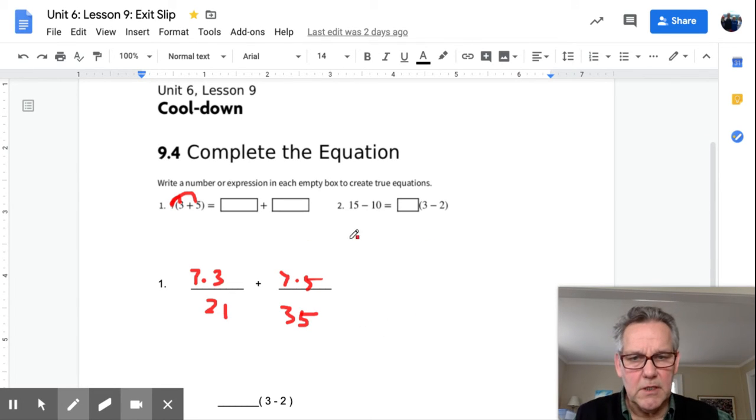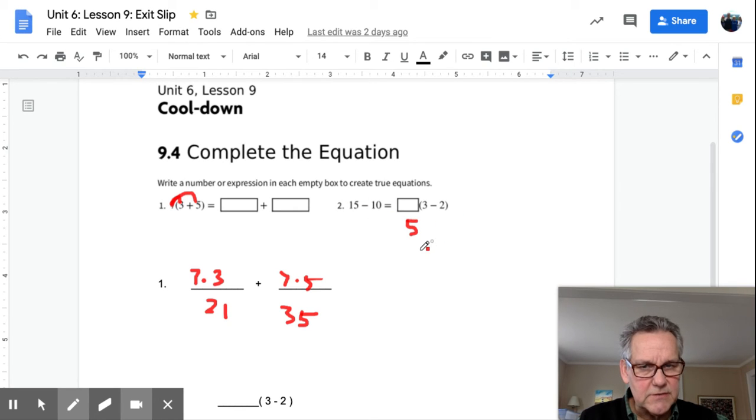Number 2, we're sort of working backwards. It says 15 minus 10, so we have to utilize this, so it's 15 minus 10. Well, inside the parentheses is 3 and 2. Well, the only term that can come out here to make that equivalent to this is 5, because 5 times 3 is 15. 5 times 2 is 10. Therefore, we have that. So the term that goes out here is 5.